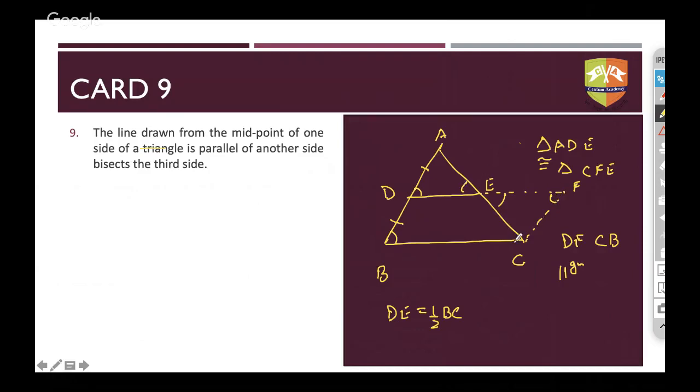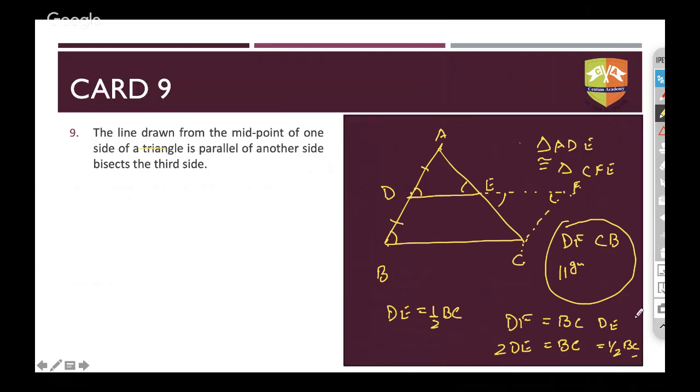That means CF is parallel to AD, which is parallel to AB. So CF is parallel to AB, and AD is equal to DB is equal to CF. Why? Because by congruence we proved AD is equal to CF, and AD was anyways equal to DB. That means DB is equal to CF, and we just proved that AB is parallel to CF. That means DFCB is a parallelogram. That means DF is equal to BC, and DF was nothing but 2DE, so 2DE is equal to BC. So DE will be equal to half BC.